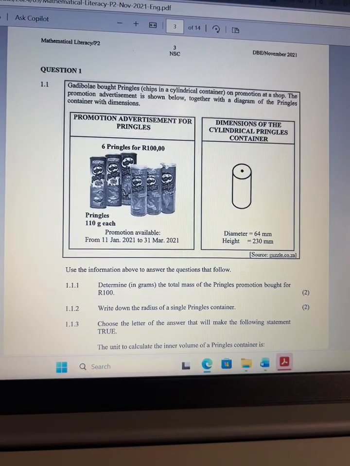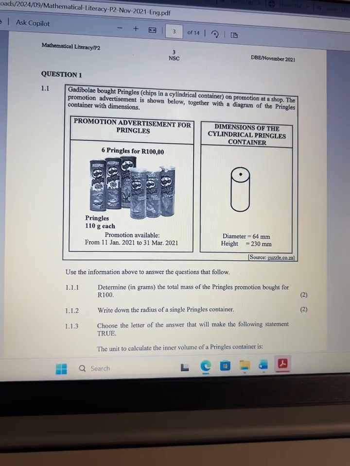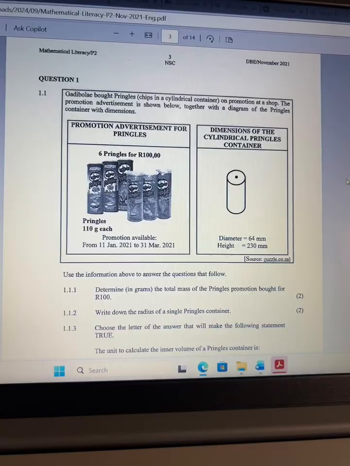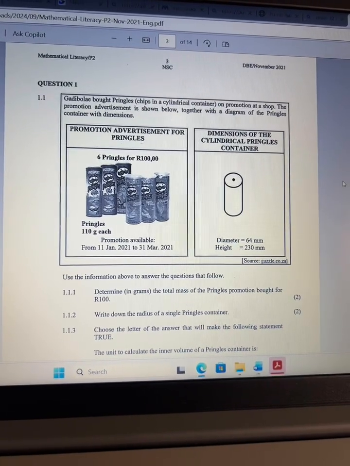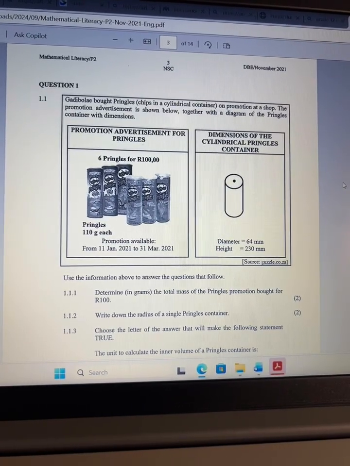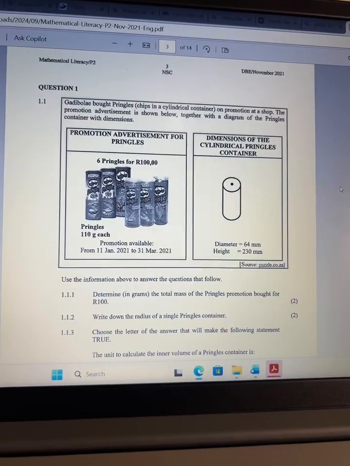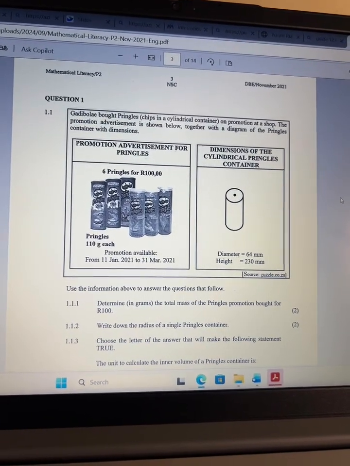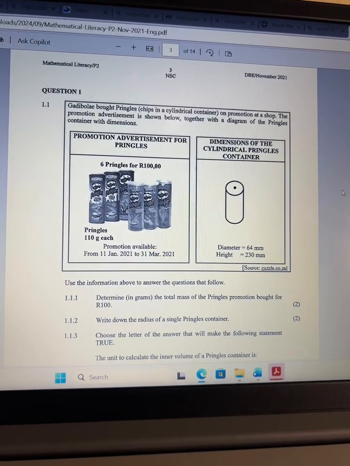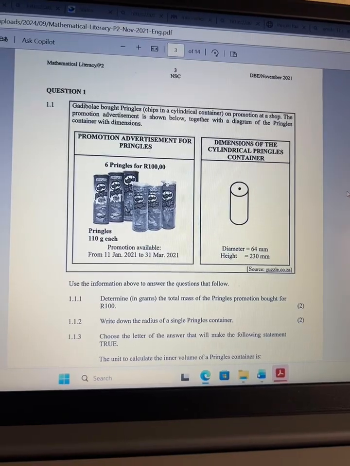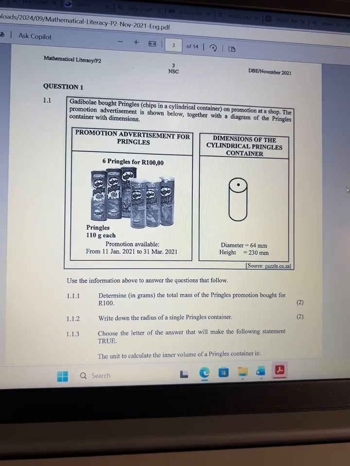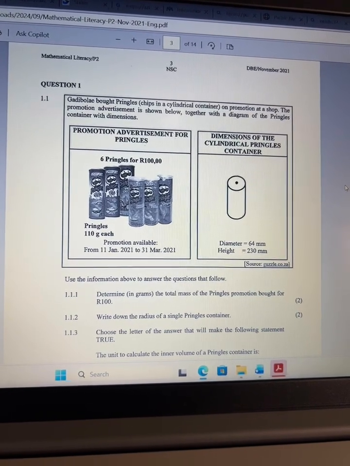They said Gadibola bought the Pringles chips in the cylindrical container on promotion at the shop. The promotion advertisement is shown below together with the diagram of the Pringles container with dimensions. The promotion is 6 Pringles for 100 Rand, so you're buying 6 containers for 100 Rand. Each Pringles is 110 gram, meaning that each container weighs 110 gram. The promotion is available from 11 January 2021 to 31 March 2021.